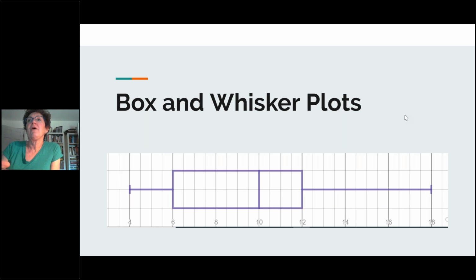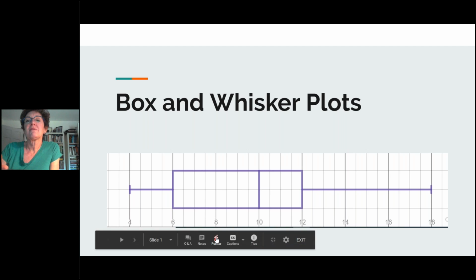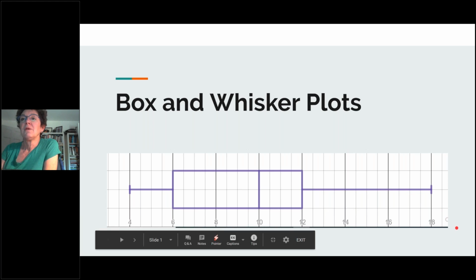So it is called a box and whisker plot, of course, because it looks like a box that has some whiskers growing out of the side. And that's where that strange name comes from. So let's dig into box and whisker plots.